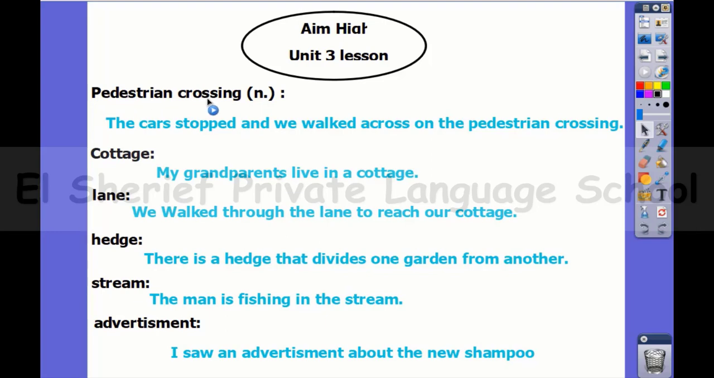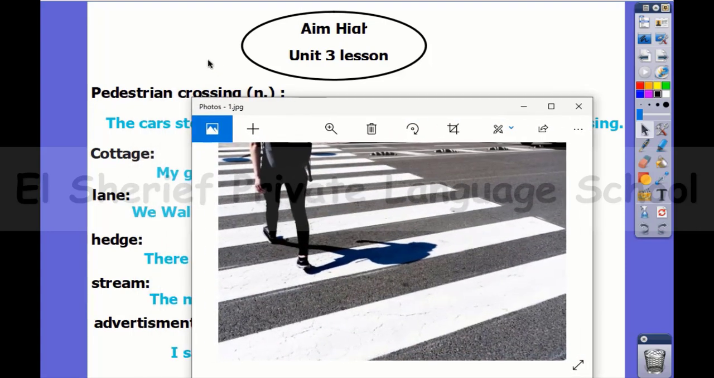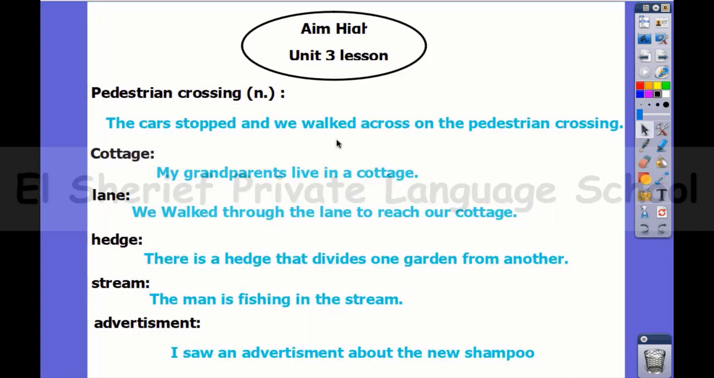Pedestrian crossing. So what do we mean by a pedestrian crossing? It's a marked place for people to walk across the road. For example, the cars stopped and we walked across the pedestrian crossing. And of course, here is a picture of a pedestrian crossing.